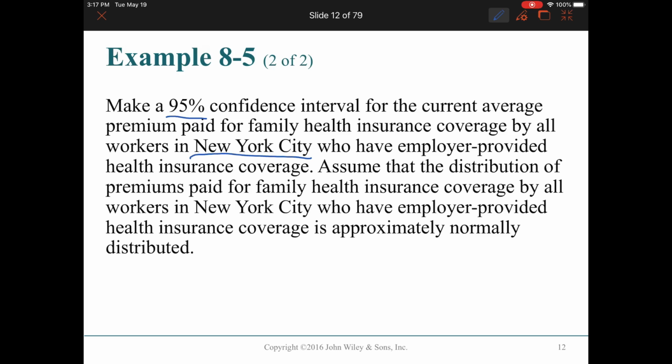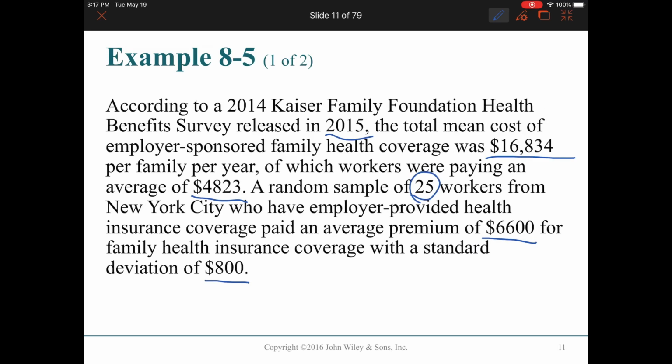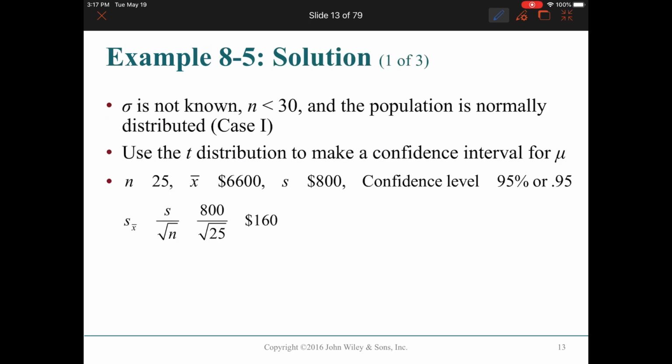Make a 95% confidence interval for the current average premium paid by those in New York City. So you can ignore the first set of numbers and only use the second set of numbers here. And let's assume that it's normal, so we don't have to worry about 25 getting away. No, the normal 25 would be a bit of a problem, but we do have the word normal that basically saves us. Okay, well, sigma is not known.